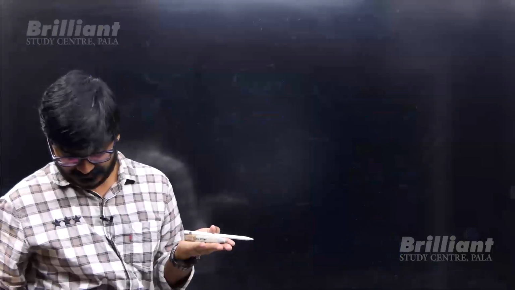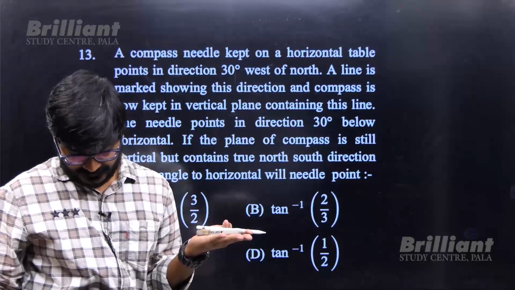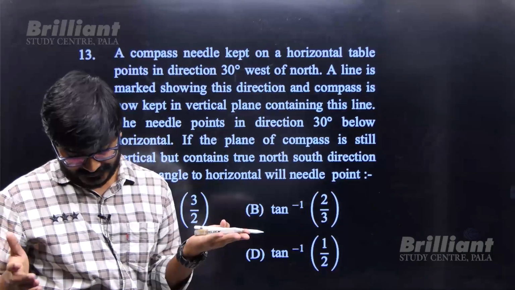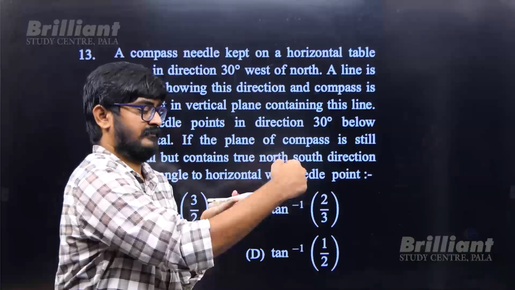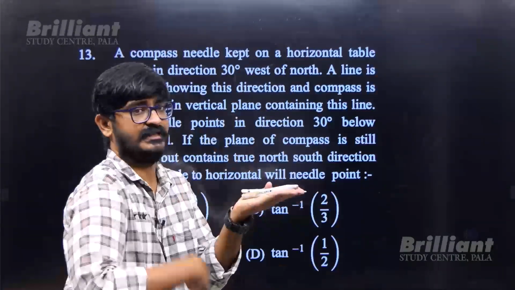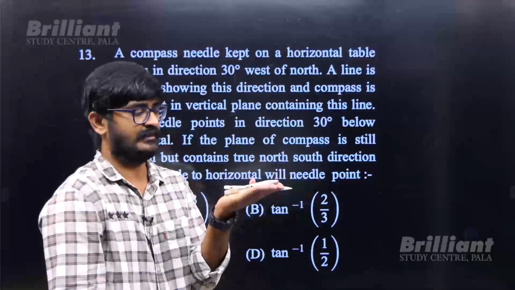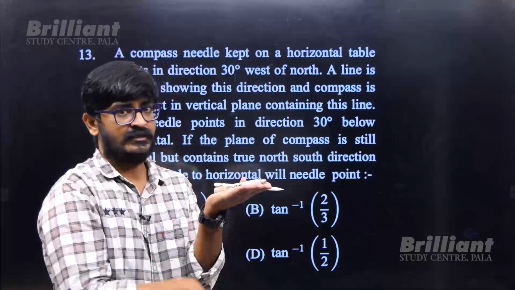Now in the next case, what they are saying is, if the plane of the compass is still vertical but contains true north and south. So now you are not placing the vertical needle in this direction, you are placing the vertical needle in this direction, so it can rotate in this direction. The meaning is it can be affected by the actual horizontal magnetic field and the actual vertical magnetic field.